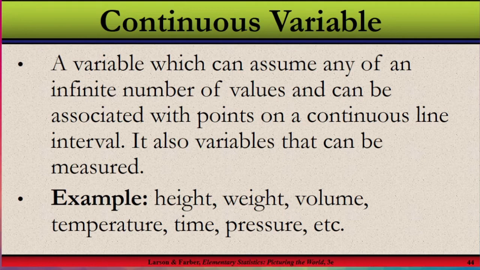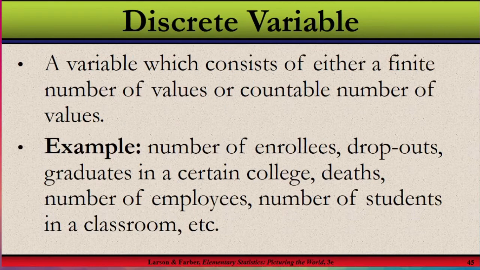Right? So, for example, sa continuous variable: height, weight, volume, temperature, time, pressure. Lahat ng sinusukat, siya ay continuous variable. Okay? So, next. Discrete variable: a variable which consists of either a finite number of values or countable number of values. Kapag discrete naman, nabibilang siya. Kumbaga, may katapusan yung pagbibilang natin. Samantalang sa continuous, sinusukat natin siya.